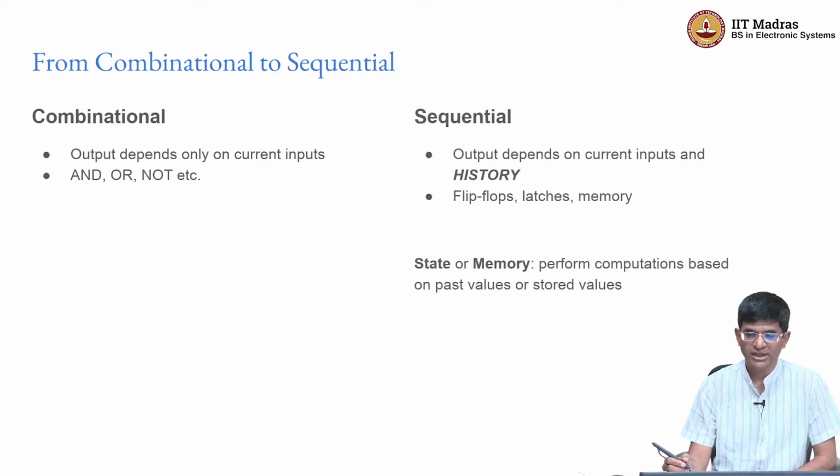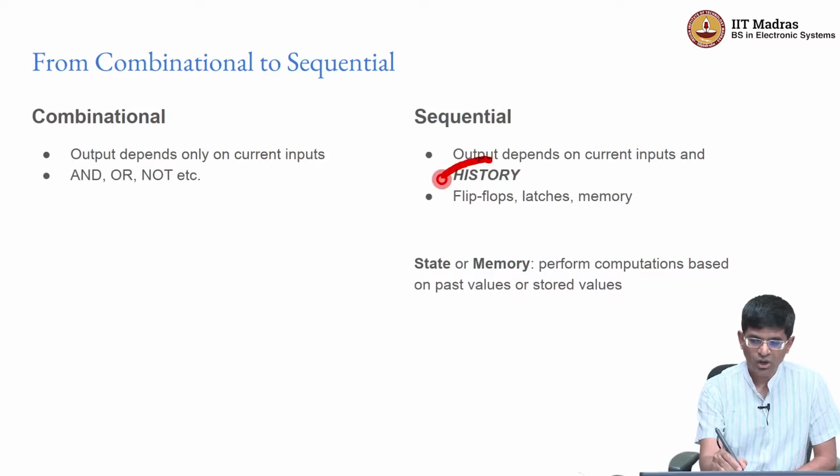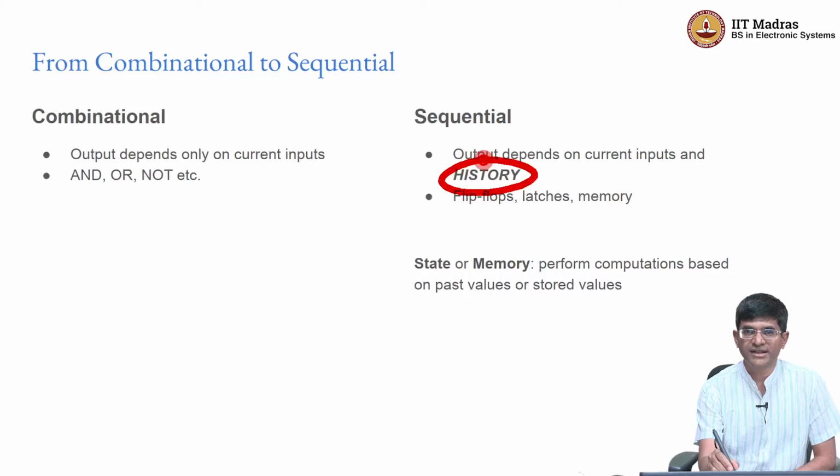What about sequential logic? The output depends on the current inputs and also crucially on the history. What do I mean by history here? What it means is previous computations, previous values of any of the signals that are involved in the computation, right?